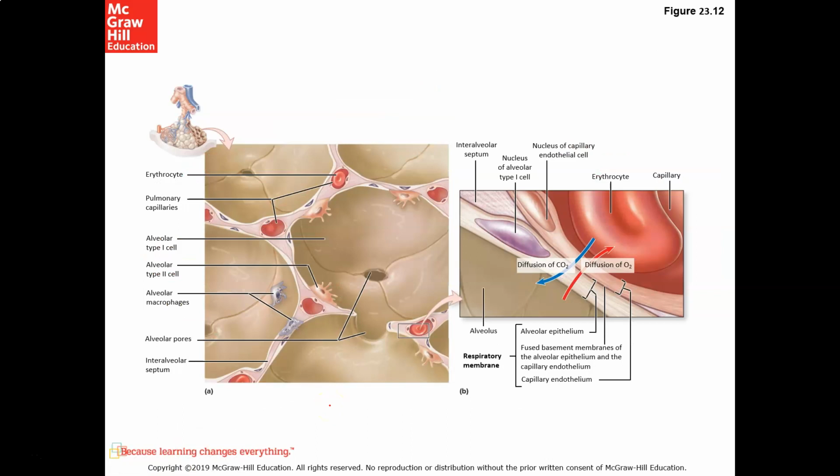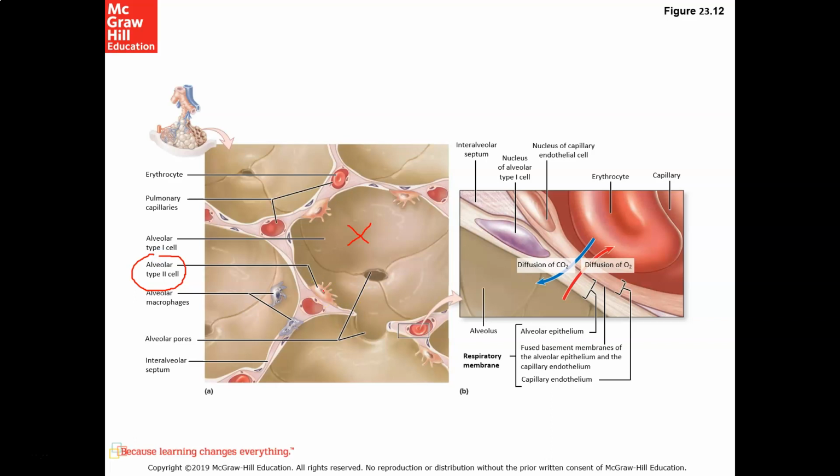Here is an extreme close-up of what an alveolus looks like, and the alveolar membrane. And so you have this cell, right? That's an alveolar type 1 cell. That's the simple squamous epithelium that we just described in previous slides. But there's another kind of cell. There's another kind of alveolar cell called the alveolar type 2 cell. That cell produces a slippery material called surfactant.